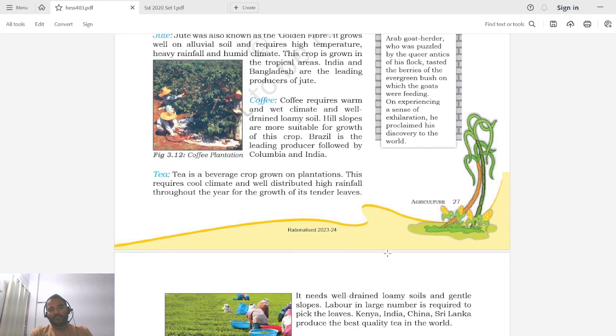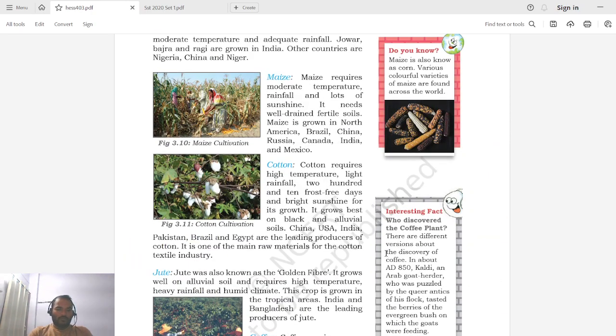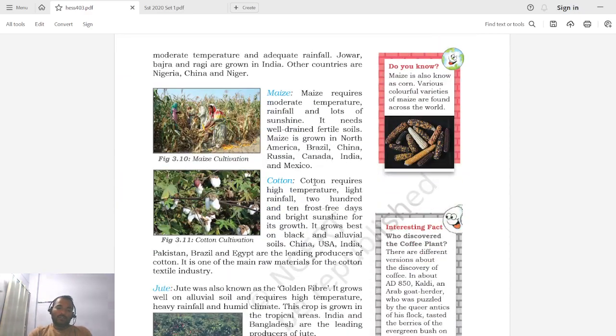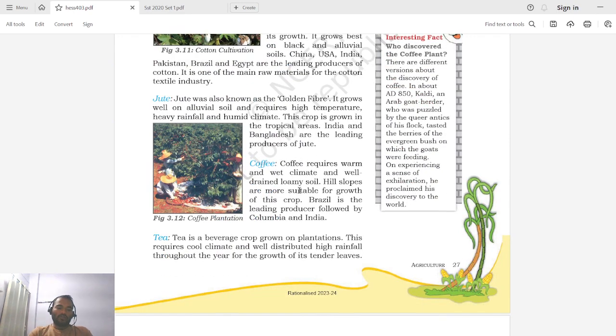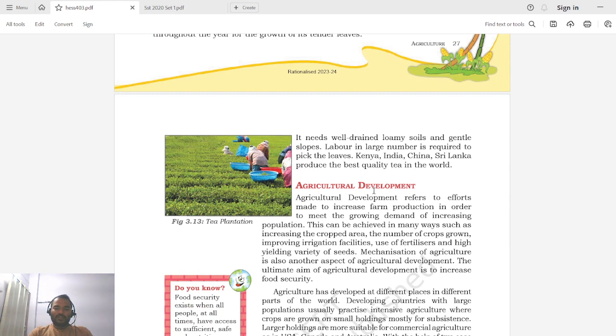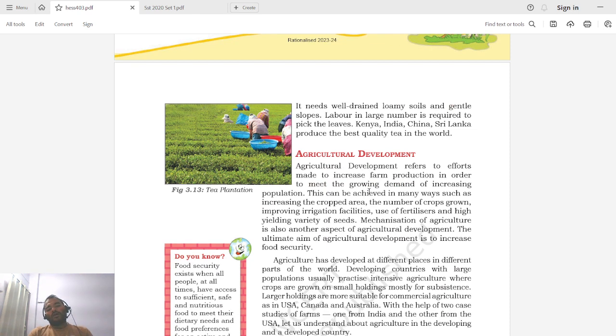So we have seen some major crops like rice, wheat, millet, maize, cotton, jute, coffee, tea, right? So after this, now let us move to the agricultural development. So what do you think agricultural development means? So see, if we consider agriculture, this agriculture has been practiced for thousands of years, you can say.